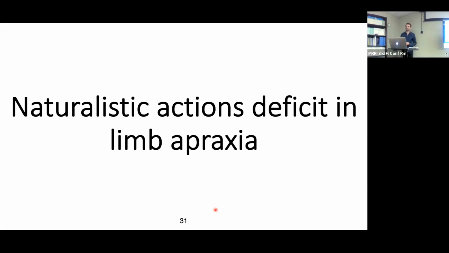Let me talk about naturalistic action deficits in limb apraxia. Why am I going to talk about that? In the first part, I was mostly talking about single tool use deficits, but in real life contexts we are rarely using one single tool. We have to pick up different tools and perform a sequence of actions by interacting with different objects. Especially if you think about preparing a meal, you will have to use a lot of different tools and objects.